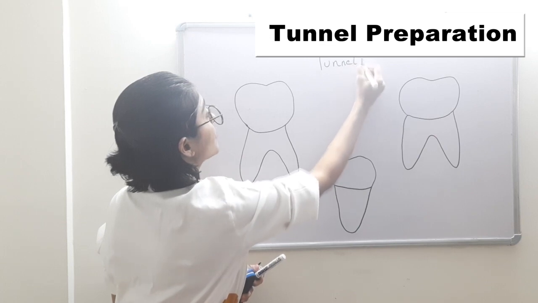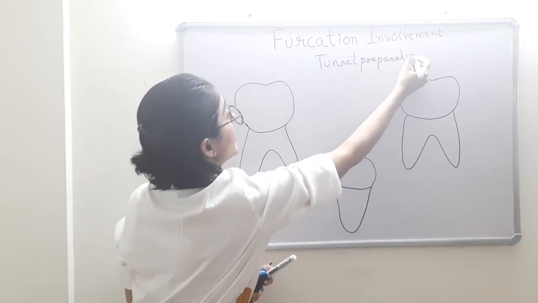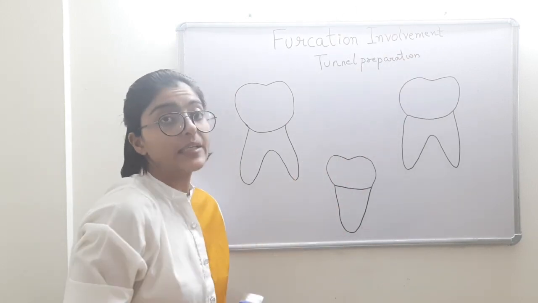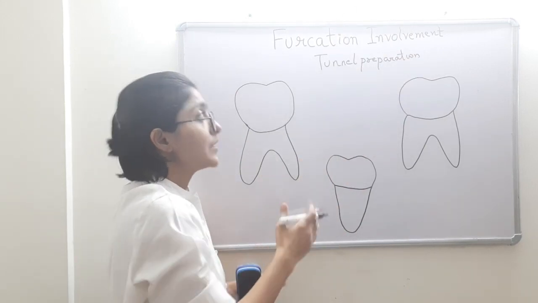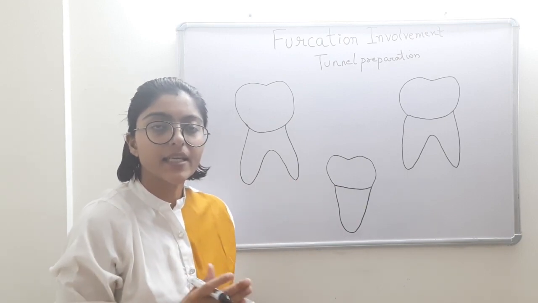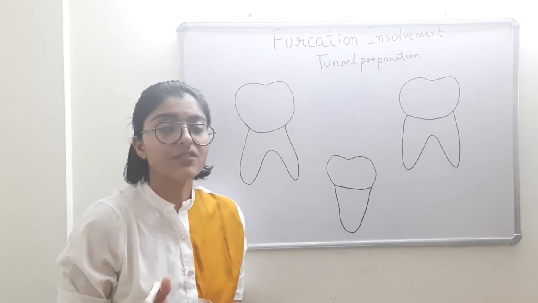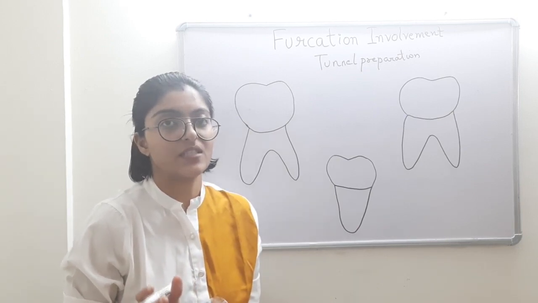Another treatment option in the treatment of furcation involvement is tunnel preparation, or tunneling. So the first point under tunnel preparation is their indications. It is indicated in case of deep grade 2 lesions and grade 3 lesions according to Glickman's classification.